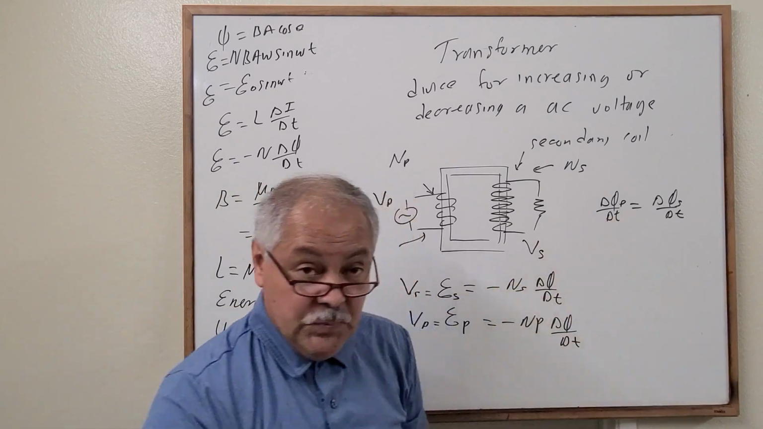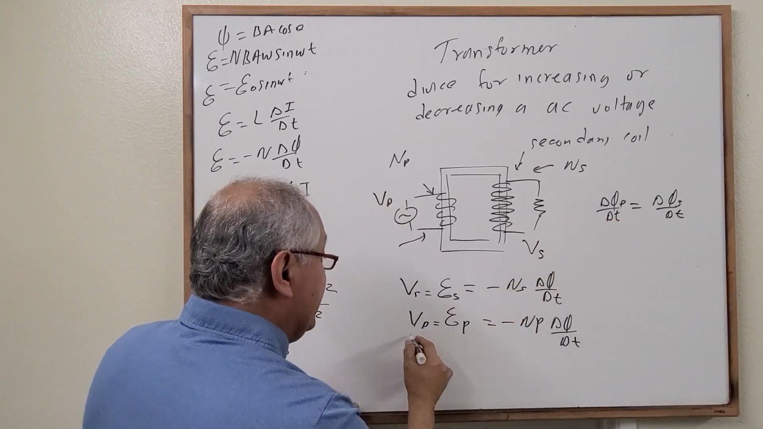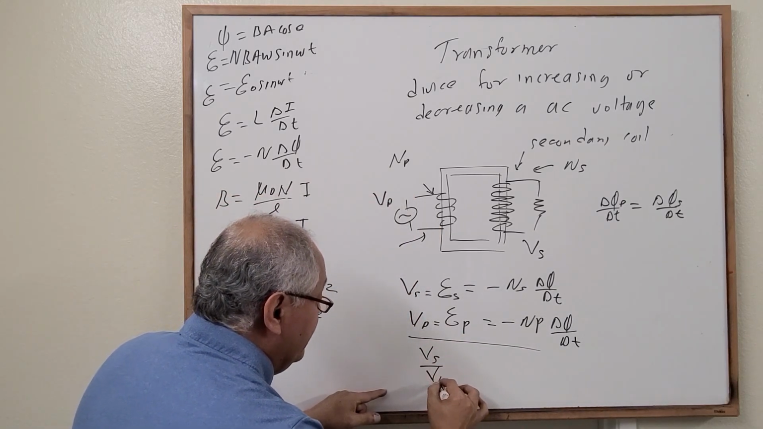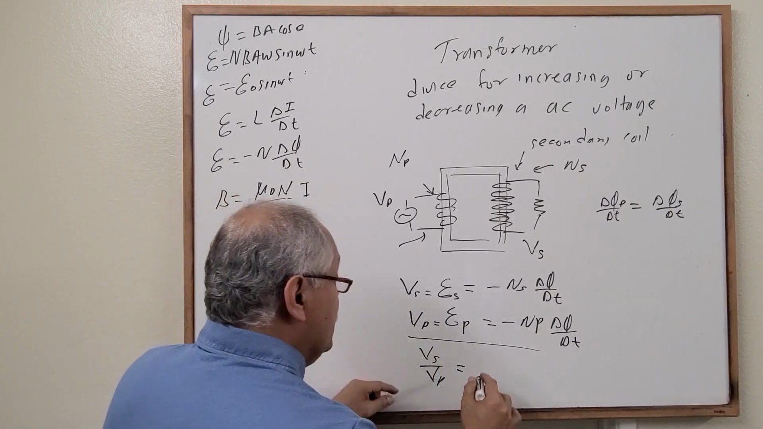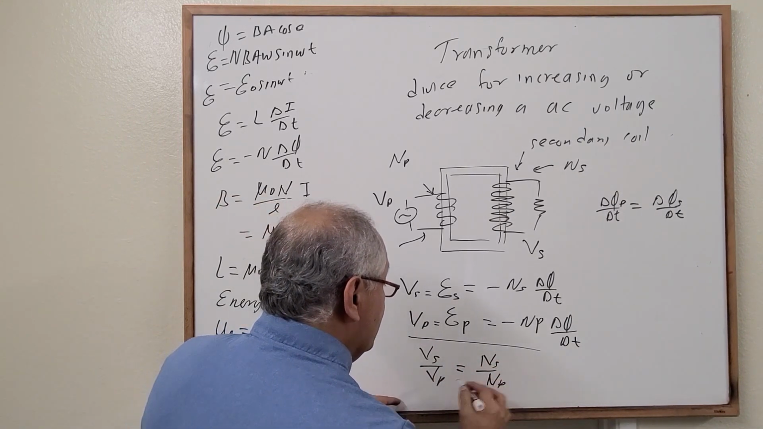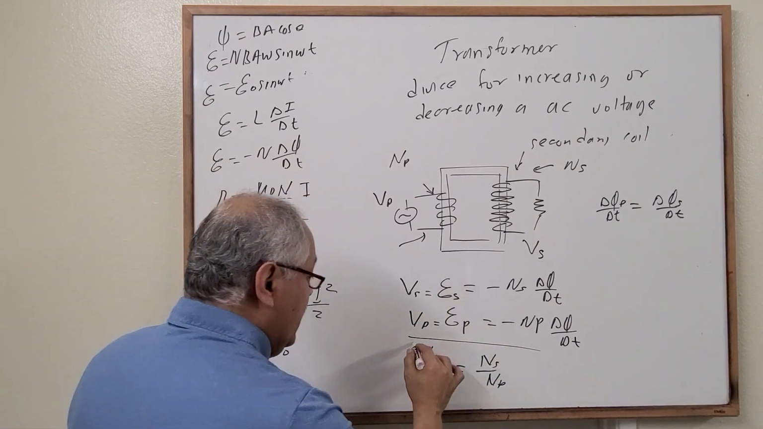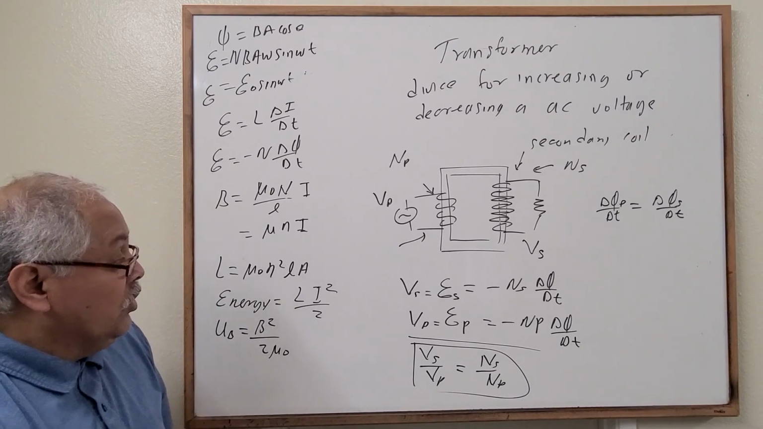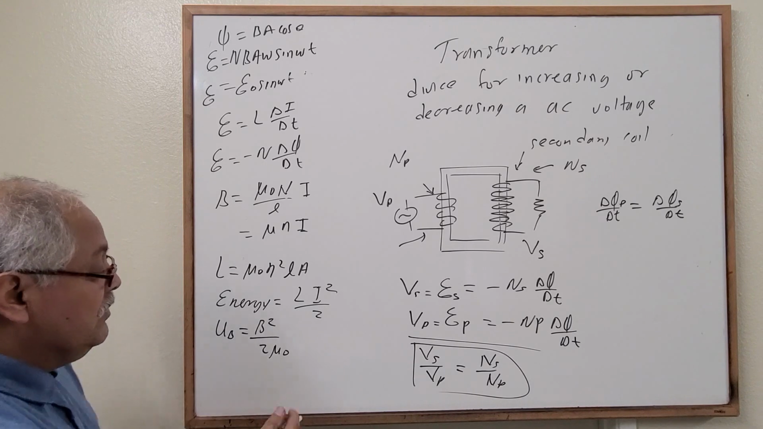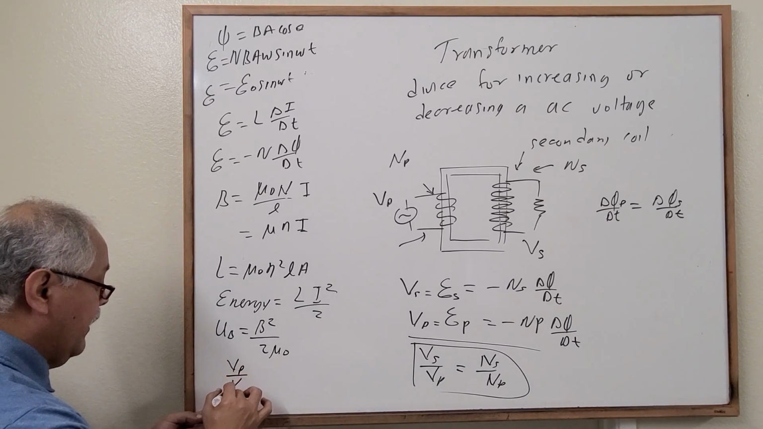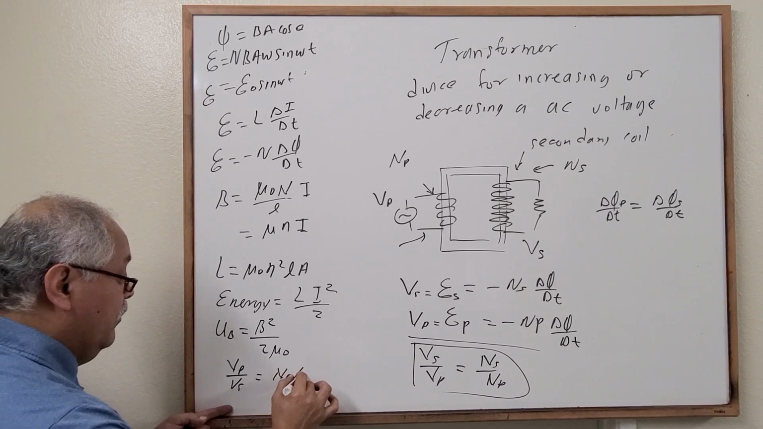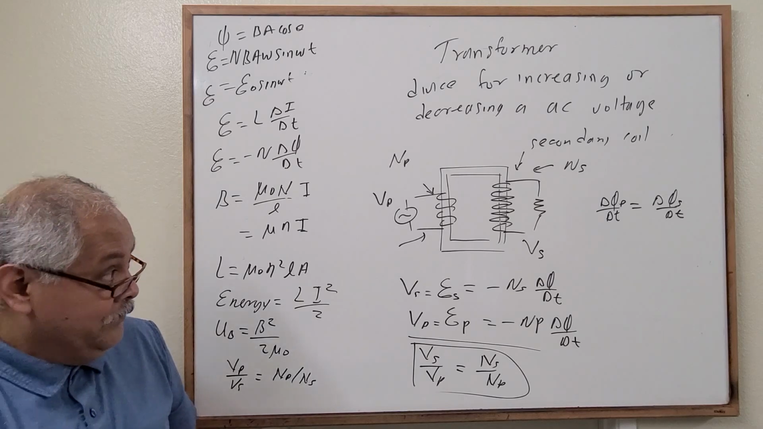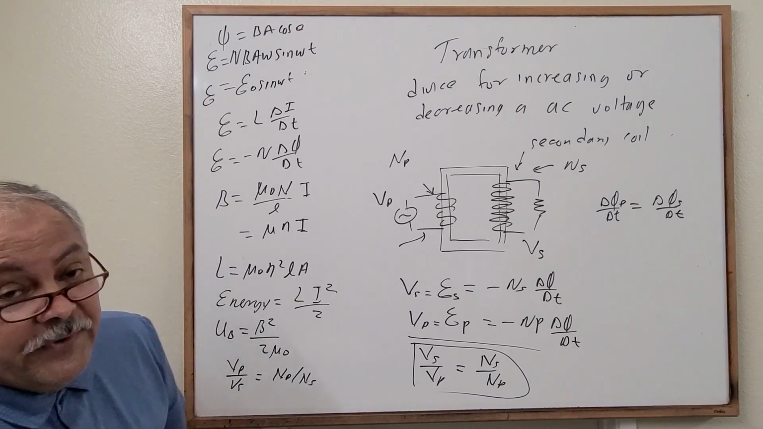But because these two changes in flux are the same, what do we have when we divide these two? We have that Vs over Vp is equal to Ns over Np. And this is one relationship for the transformers. Or we can use the equation Vp over Vs is equal to Np over Ns. This is for transformers. Also, we can use conservation of energy.